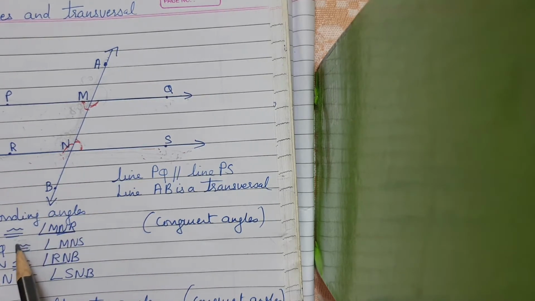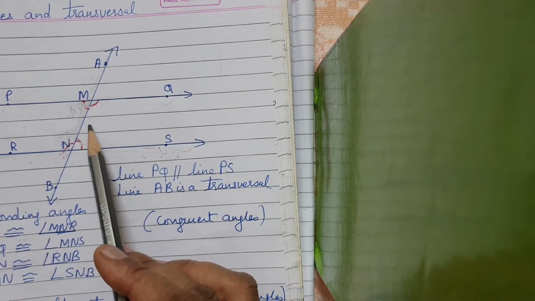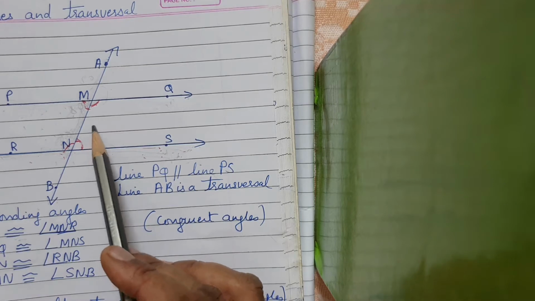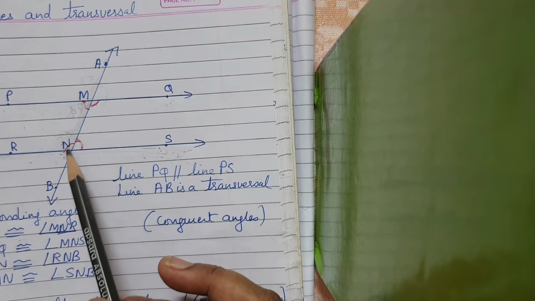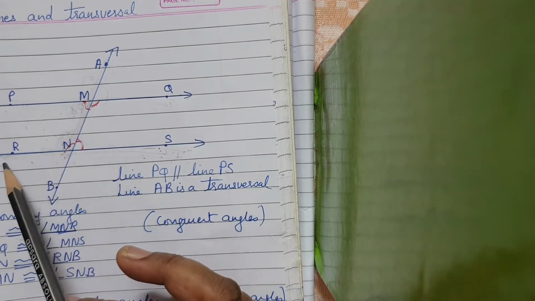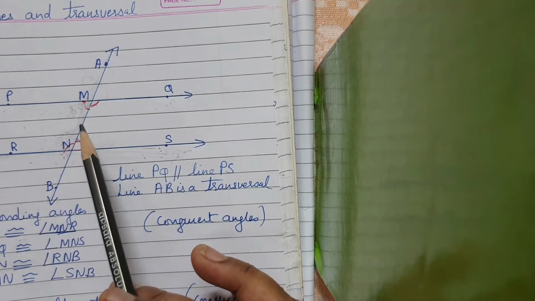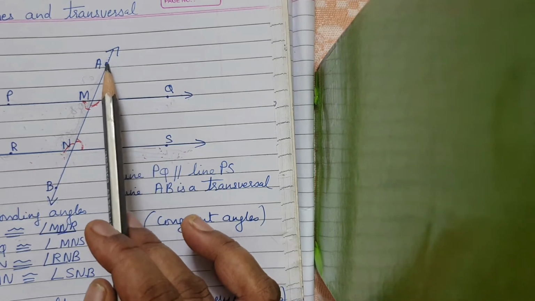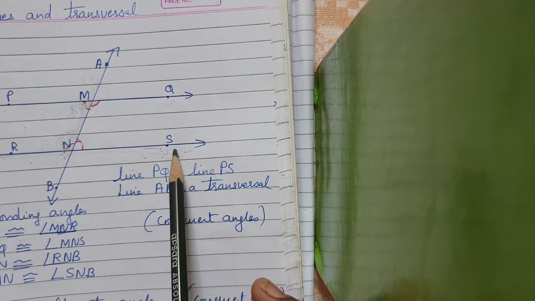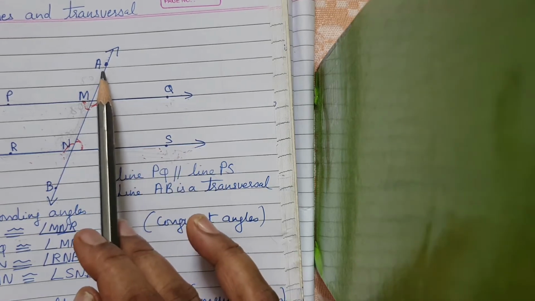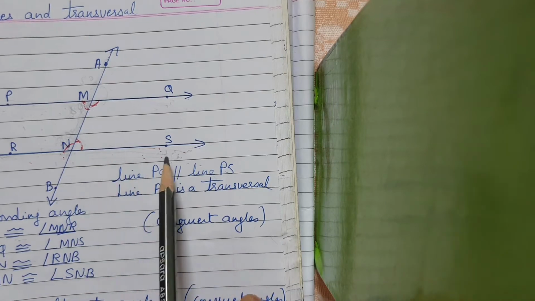Now this is the symbol for congruent angles. Okay. So they have the same size and same shape. Angle AMP is congruent to angle MNR. Means they are the same size and shape. So that's why they are congruent angles. So corresponding angles are congruent angles. Angle AMQ and angle MNS, they both are congruent angles. Okay. Angle AMQ is congruent to angle MNS.